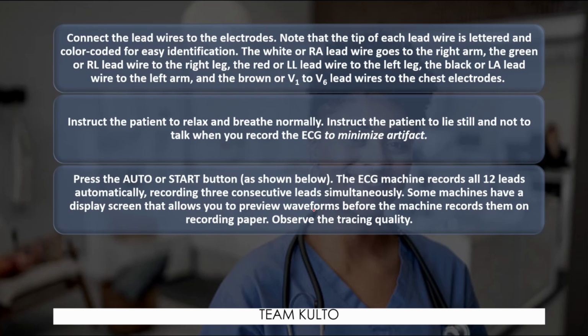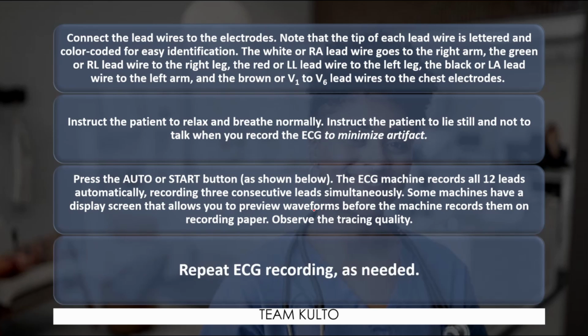The ECG machine records all 12 leads automatically, recording 3 consecutive leads simultaneously. Some machines have a display screen that allows you to preview waveforms before the machine records them on the recording paper. Observe the tracing quality. Repeat ECG recording as needed.